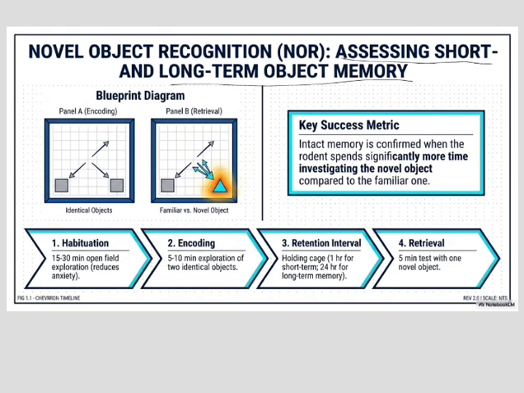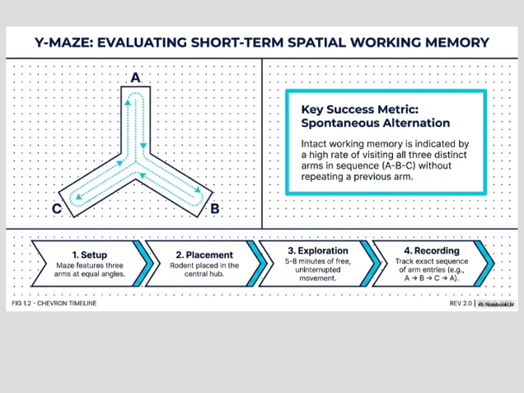Next, the Y-maze test. This test is used for evaluation of spatial working memory and exploratory behavior. The apparatus consists of three identical arms arranged at 120-degree angles, forming a Y-shaped structure. Rodents naturally prefer to explore unfamiliar environments. Therefore, they tend to enter a new arm rather than returning to one they previously visited. This behavior is known as spontaneous alternation.